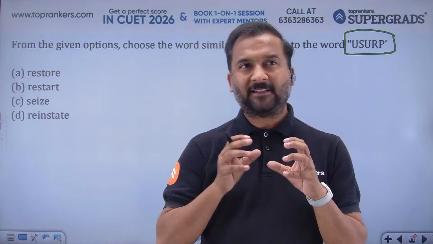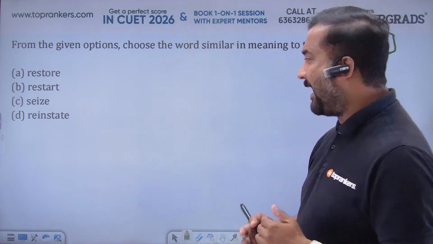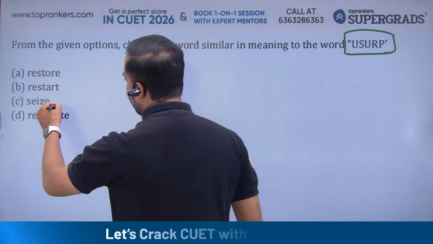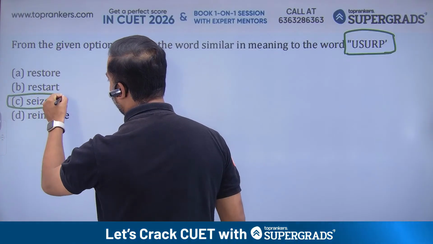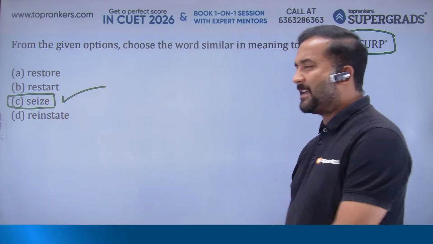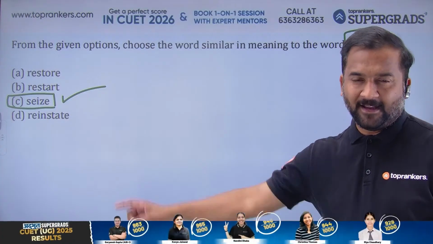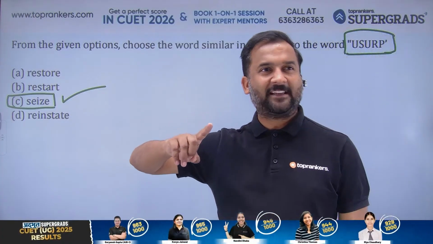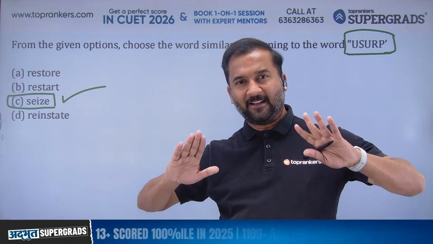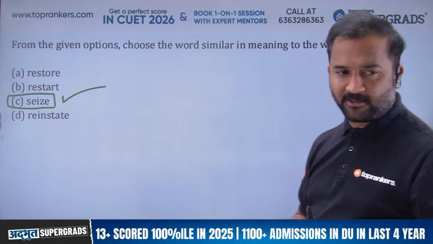So usurp is to seize power, you would say to seize control by power. मतलब आप कहीं पर अपनी अथॉरिटी असर्ट करते हो with power, not democratically. So seize must be the correct word for usurp. इस क्वेश्चन से स्टूडेंट्स हम जितना सीख सकते थे, we are done with that. Let's quickly move to the next question.